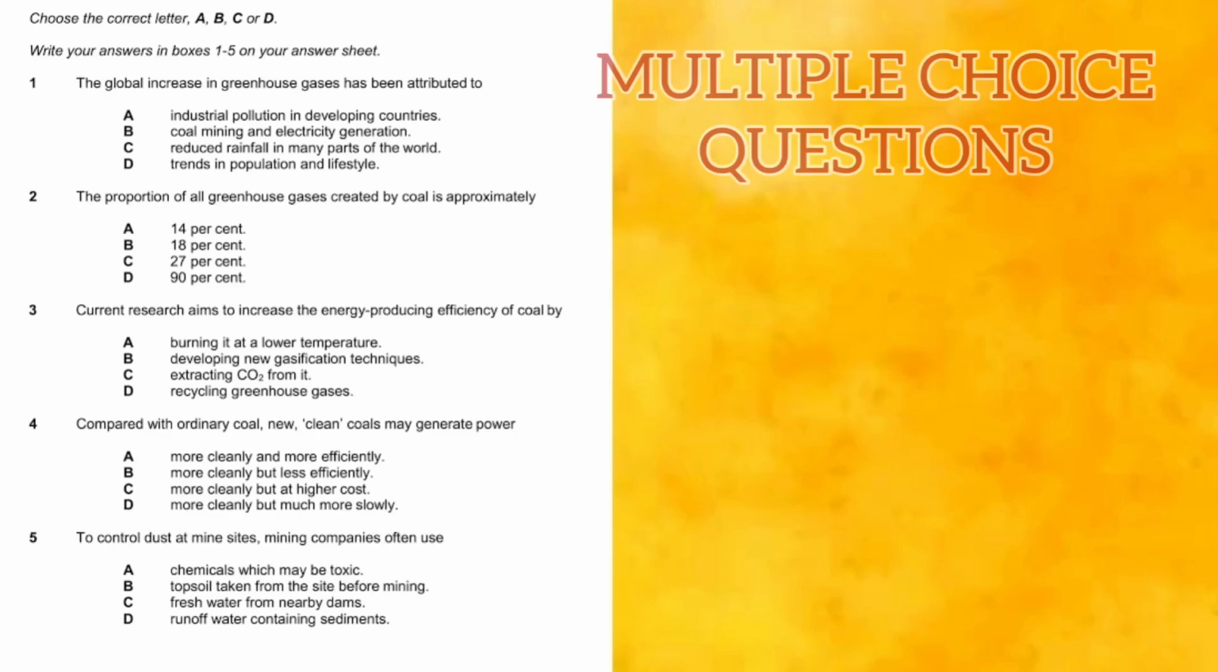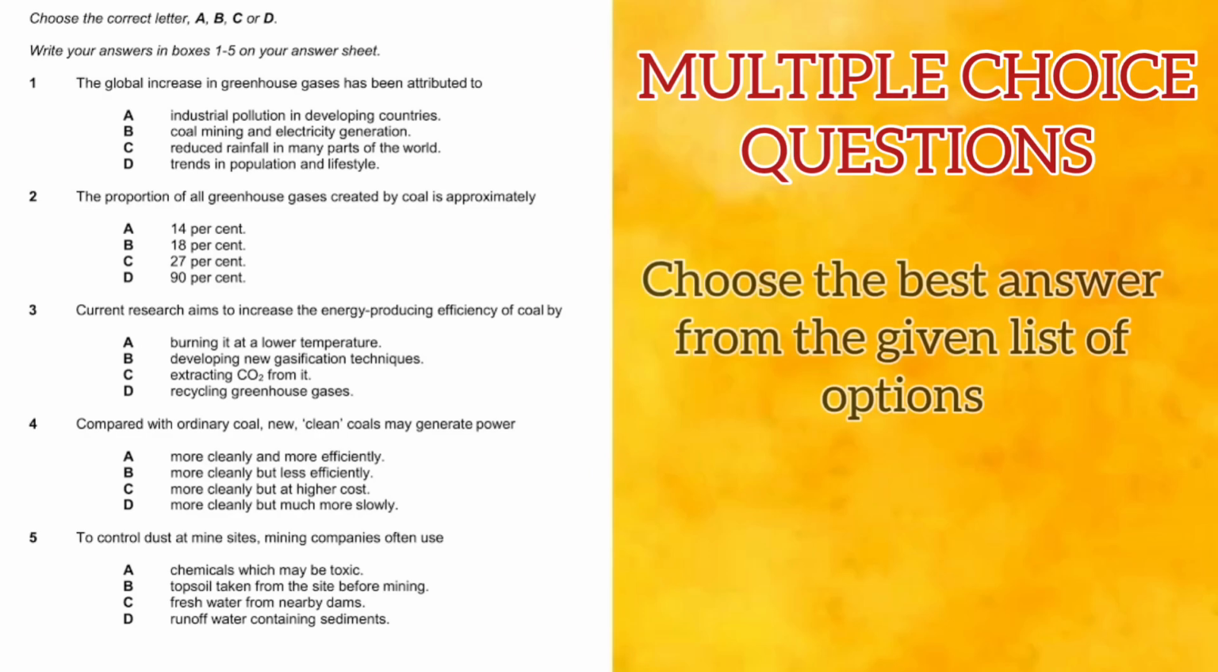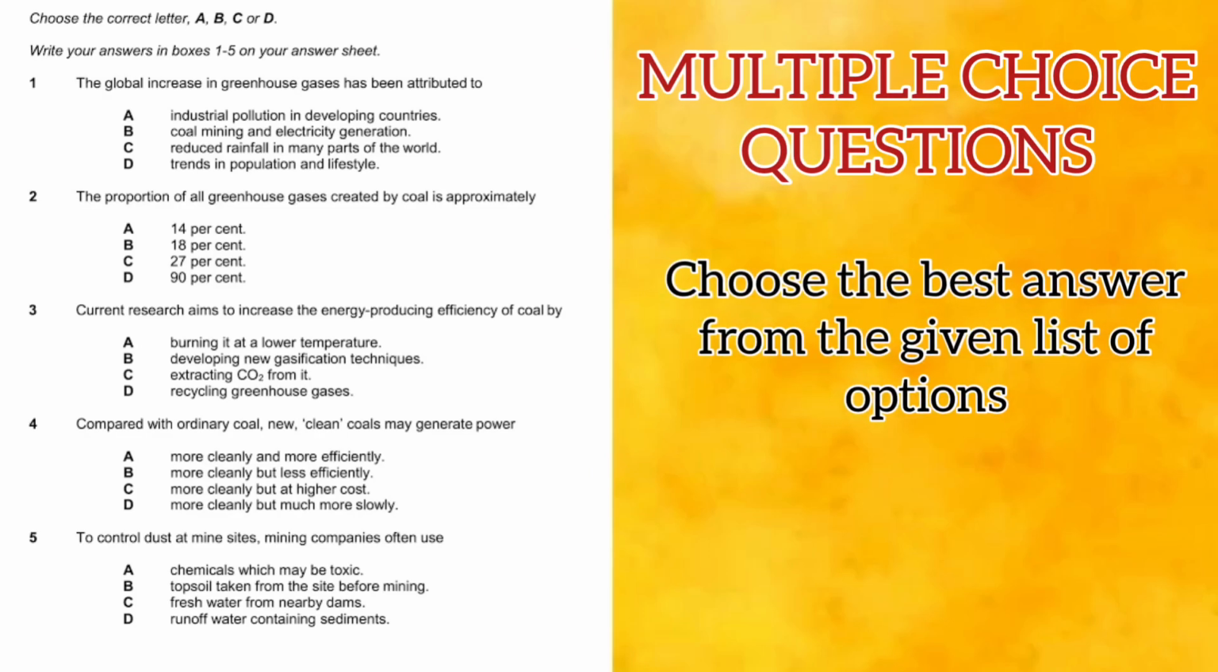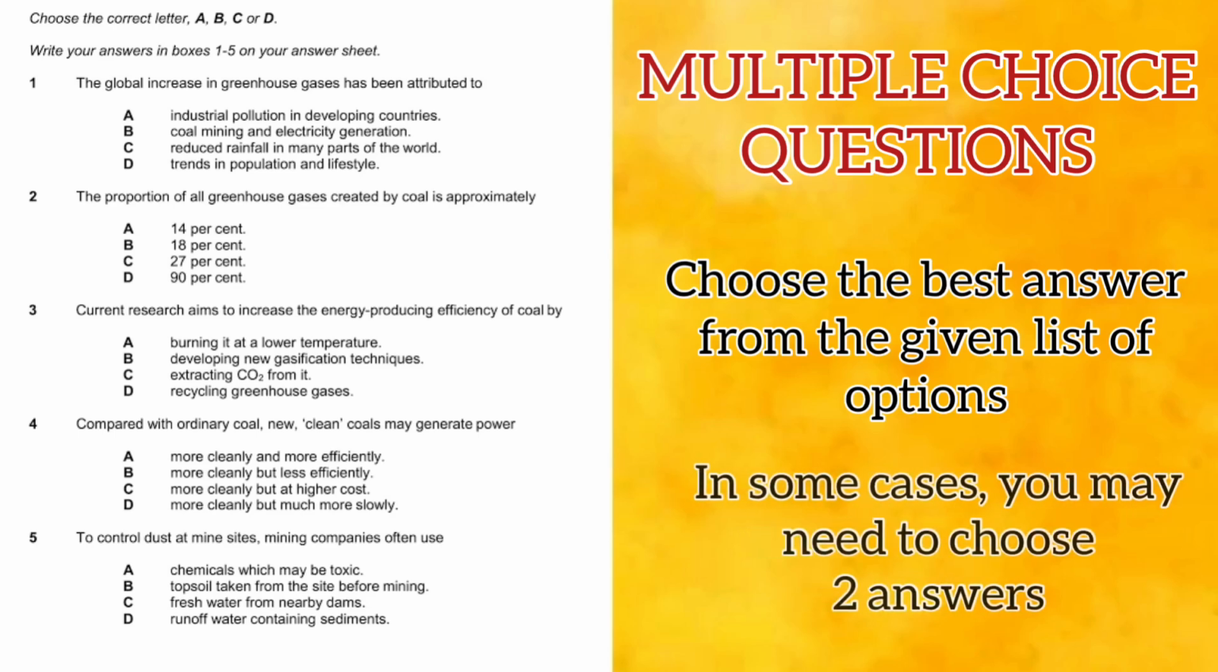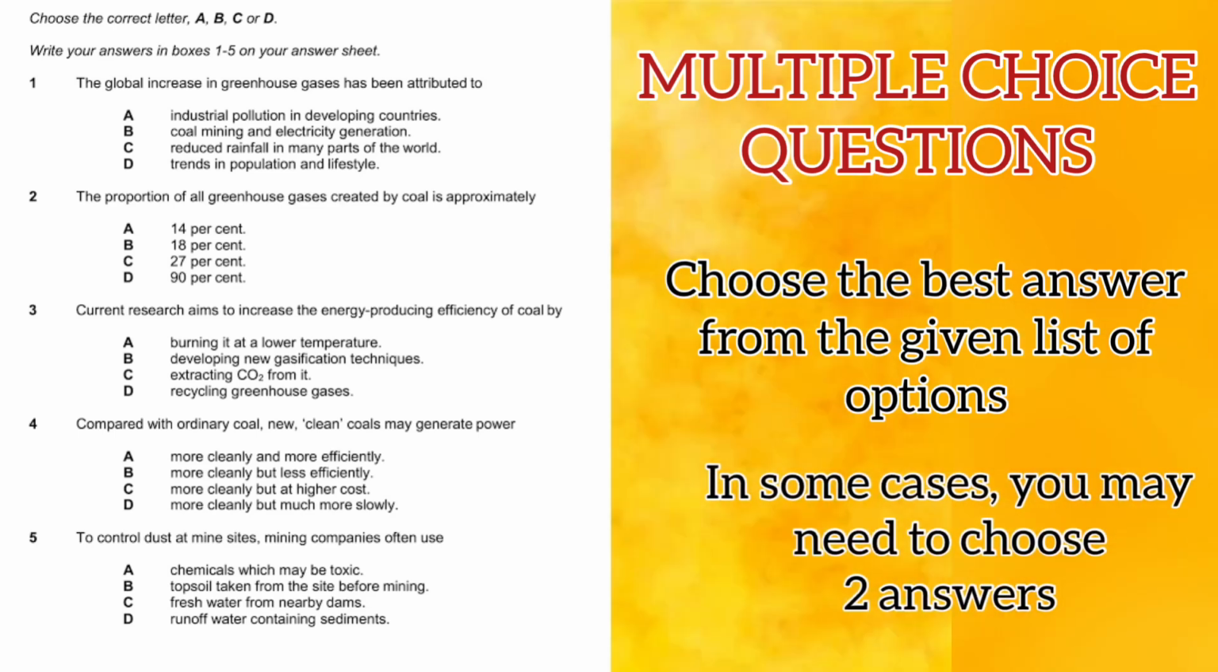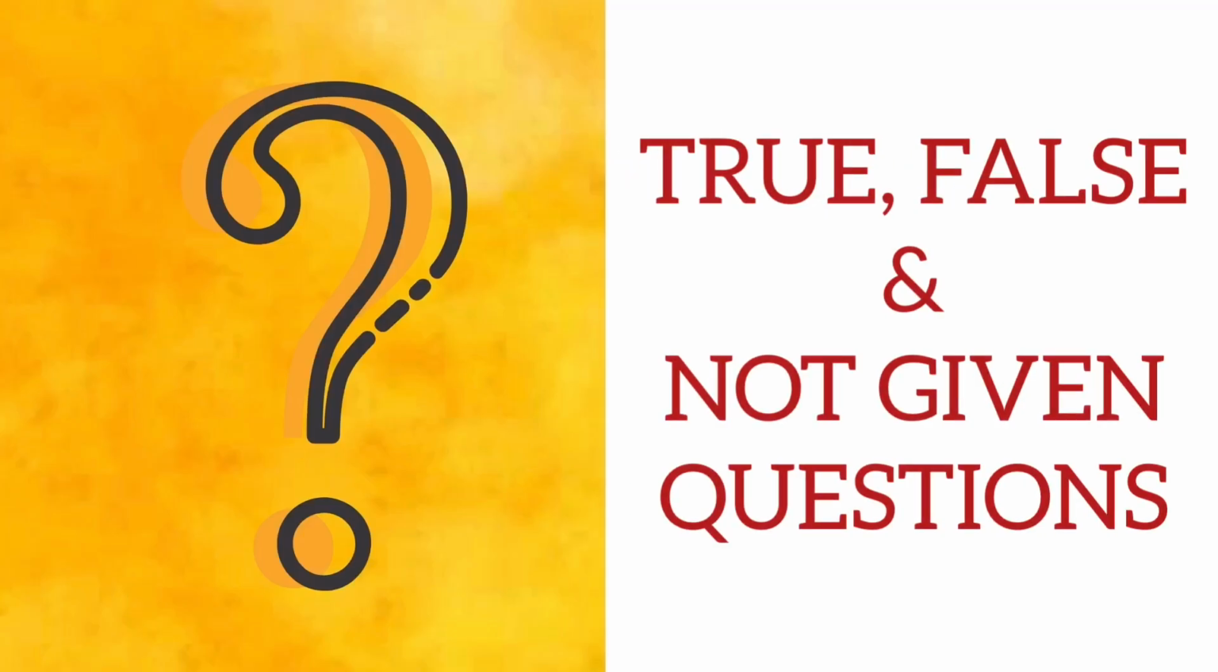The first is multiple choice type questions. You need to choose the answer that you think is the best suitable. Also, in some of the cases, you may need to choose 2 from the given options. The second type of question is true, false, and not given questions.